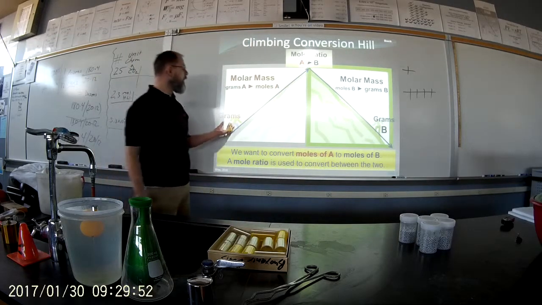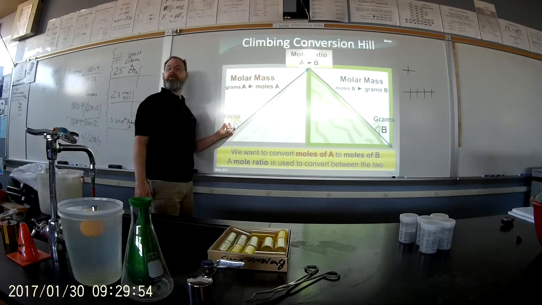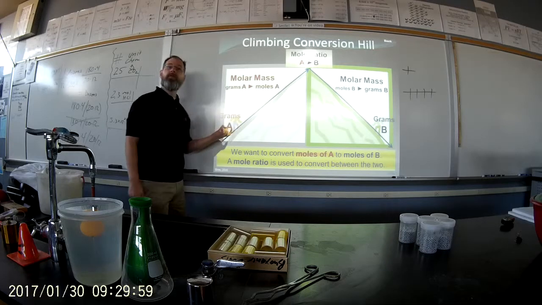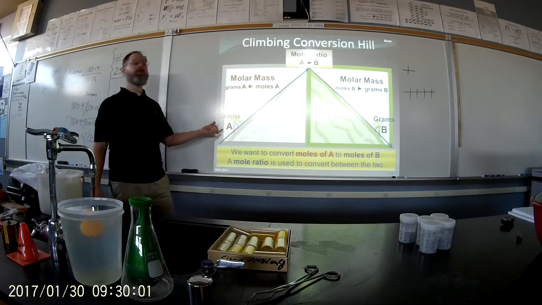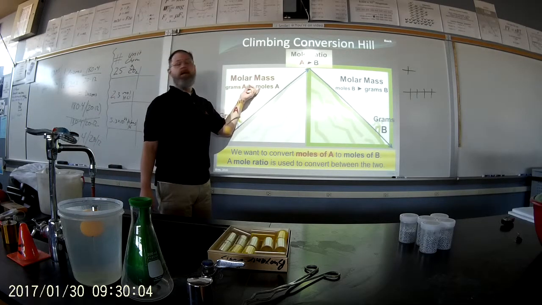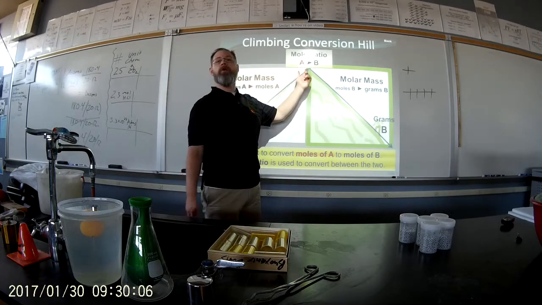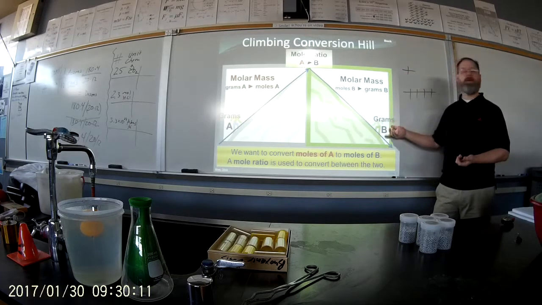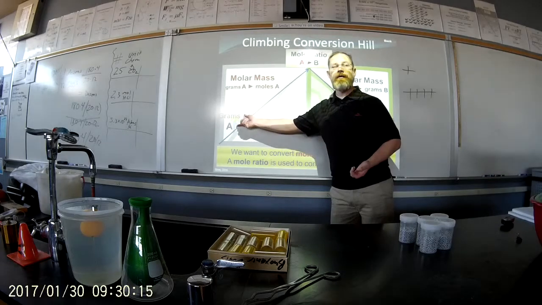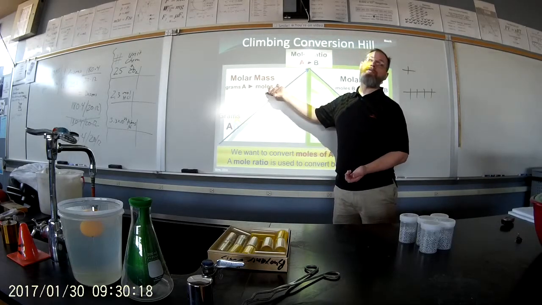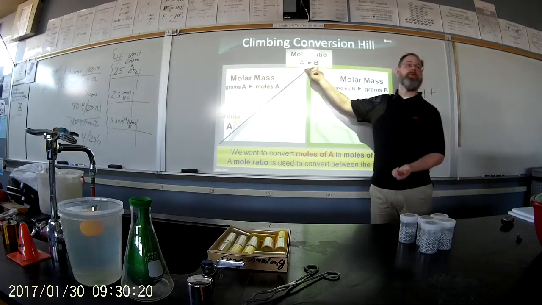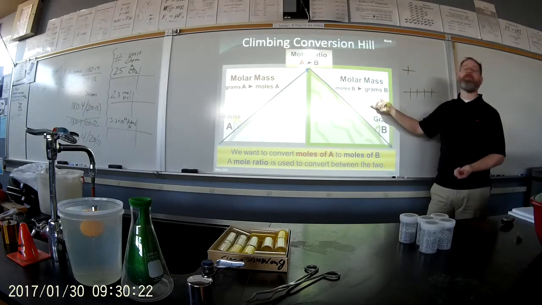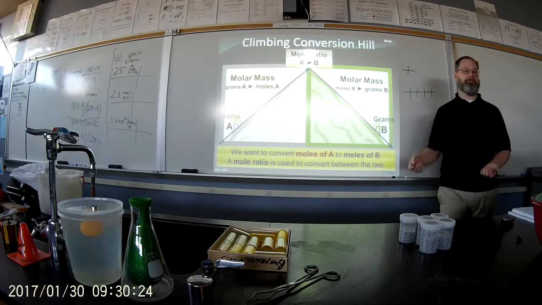So if we have mass, we need to get our mass to what? Moles. So if we have mass A, we must first convert to moles A. That allows us to use the mole ratio to convert to moles B, and then from moles B to grams B. One box, grams A. Next box, convert to moles A. Next box, convert to moles B. Next box, convert to grams B, and we have our answer.